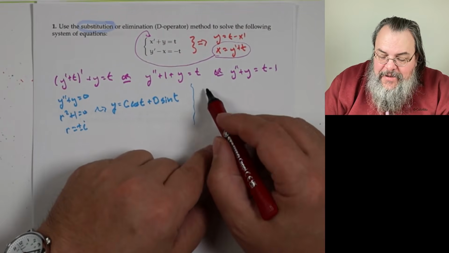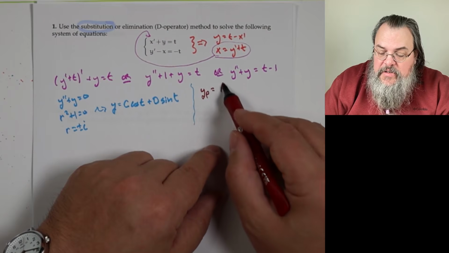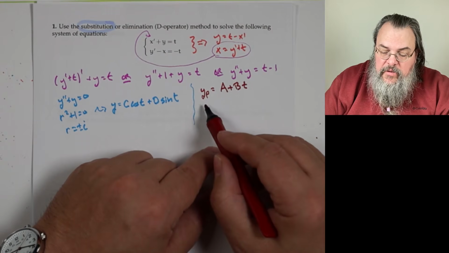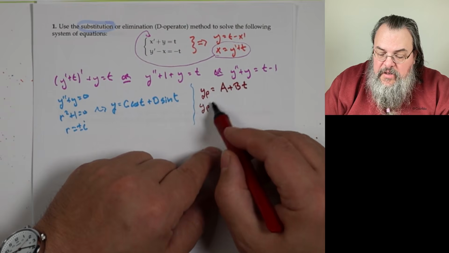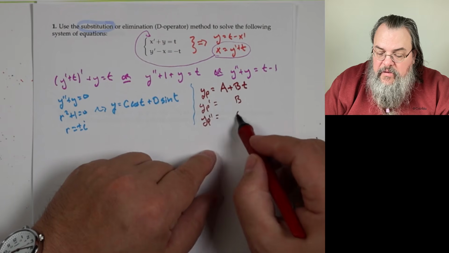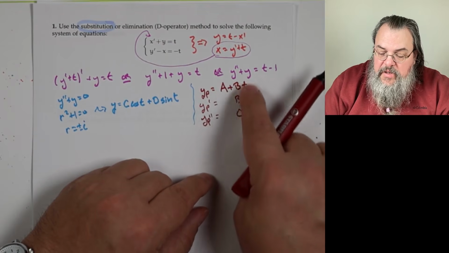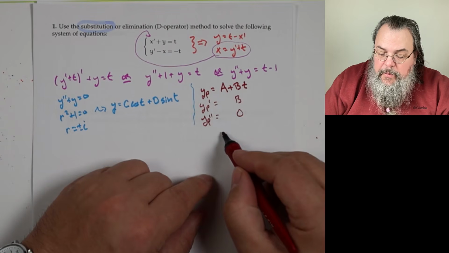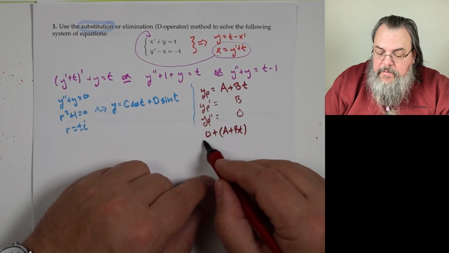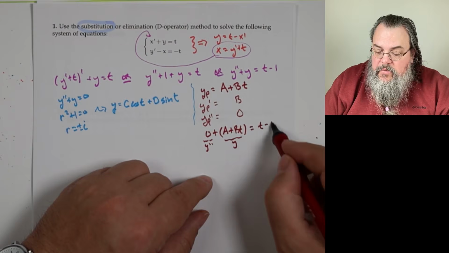So we would guess for the particular solution, y sub p, it would look like some constant plus some constant times t. Well, take two derivatives, because we have to plug it into here: yp prime is b, and yp double prime is 0. So now when we plug in the 0 for y double prime and the a plus bt in for yp, we get to the part where we need a plus bt. So this is y double prime plus y is equal to t minus 1.